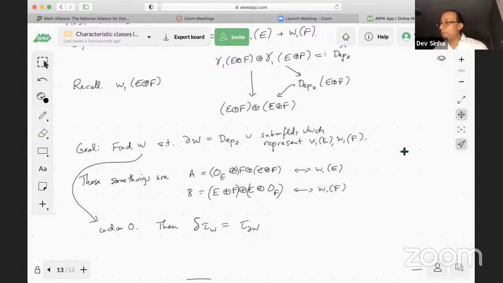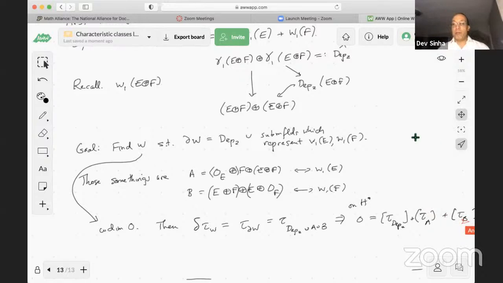This is then equal to tau of, if we get the right W, the union. But union in Thom cochains is sum, so that implies that 0 on cohomology, because coboundaries are 0, is going to be this tau dep2 plus tau A plus tau B. And these represent the 3 terms in the Whitney Sum formula.